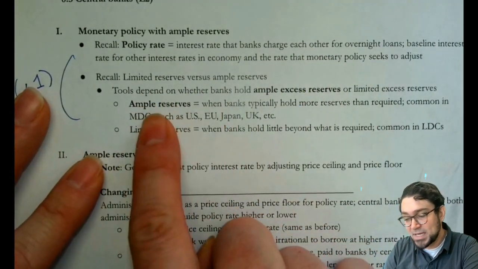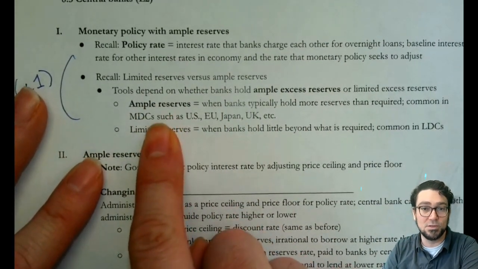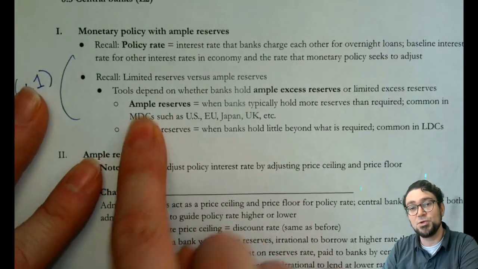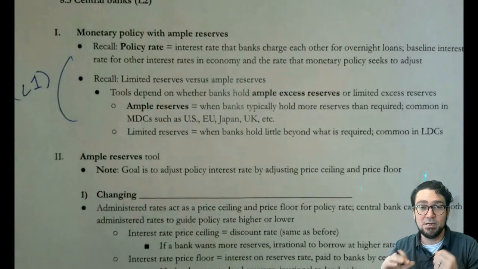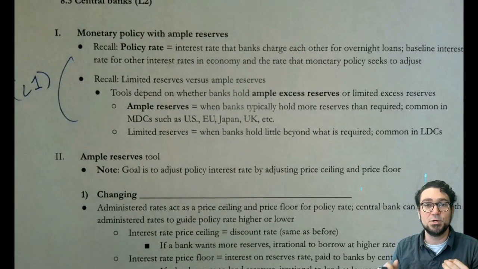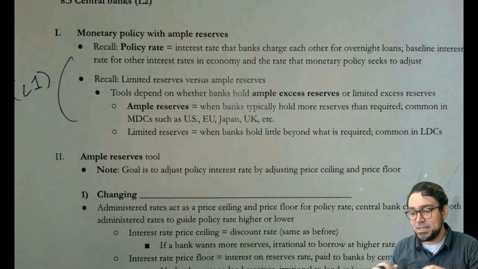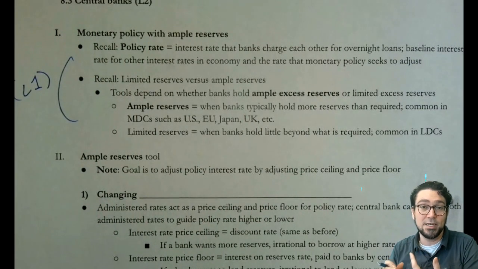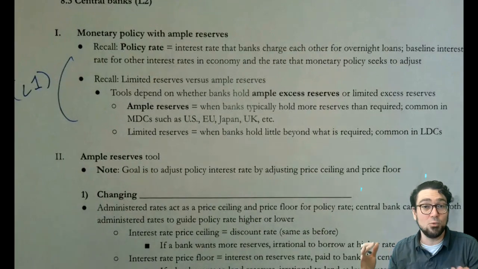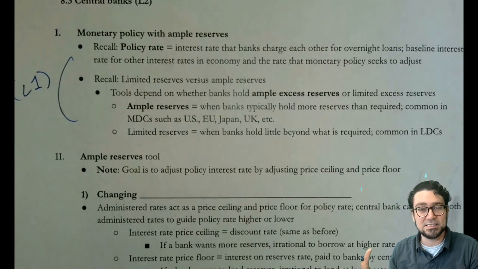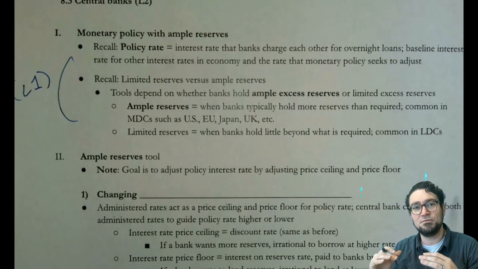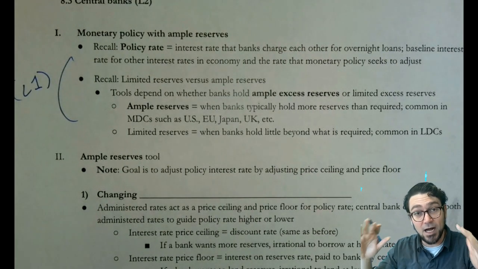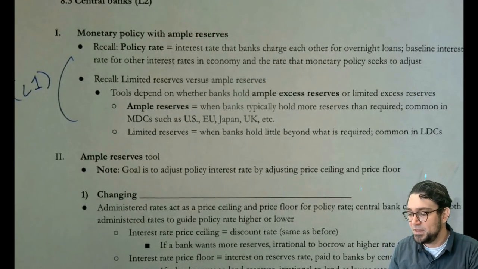Now, I told you last time that there are kind of two different worlds that monetary policy lives in. There's a world where banks hold lots of reserves, they have tons and tons of excess reserves, and then there's ones where they have very limited. And the three tools of the limited reserves framework, required reserve ratio, discount rate, and open market operations, just really don't work when the banks have tons and tons of excess reserves. It can be very difficult for the central bank to push that interest rate up.